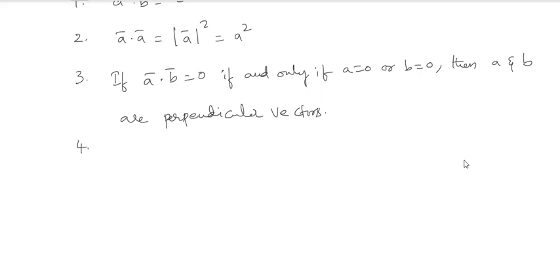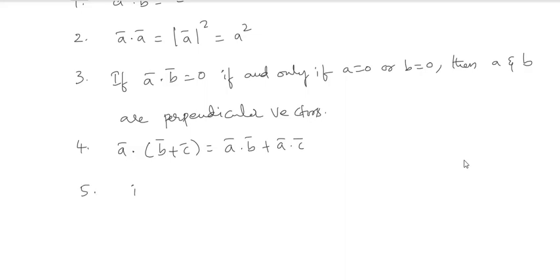Next, a bar dot b bar plus c bar, you can represent as a bar dot b bar plus a bar dot c bar, you can represent it as. Am I right or not?